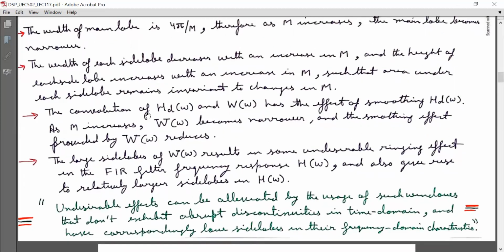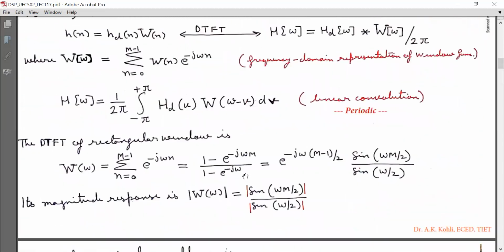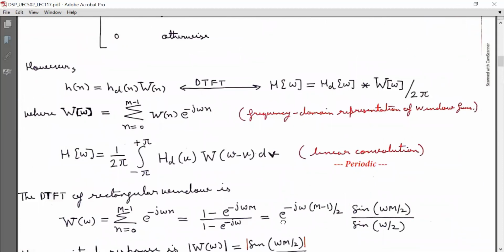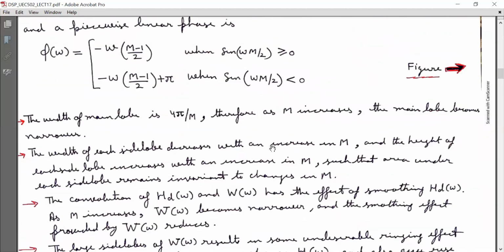The convolution of HD(omega) and W(omega) has the effect of smoothing HD(omega). As M increases, W(omega) becomes narrower, and the smoothing effect provided by W(omega) reduces. This is very important. Here the convolution is taking place, and through this operation, a smoothing effect should occur.